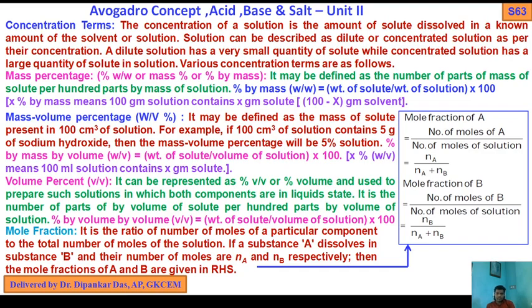So the number of moles of A divided by the total number of moles, that is the sum of the number of moles of A and B, is the total number of moles of the solution. In this way you get the mole fraction value. So the concentration terms are mass by volume percentage, volume by volume percentage, and also mole fractions.